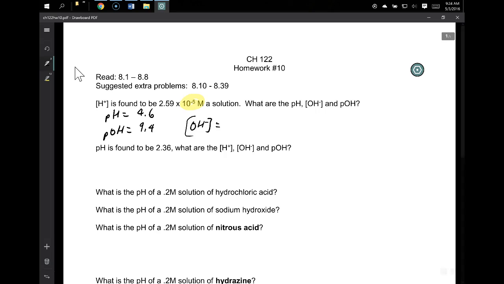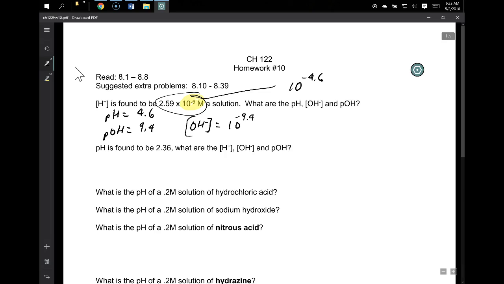10 exponent negative 9.4. Excellent. So then the other way that I could write this would be just 10 to the negative 4.6. And either way you write those, they're exactly the same number. So whatever you feel more comfortable with. The pH is just the negative log of whatever that hydroxide or hydrogen ion concentration is, or hydronium ion concentration.